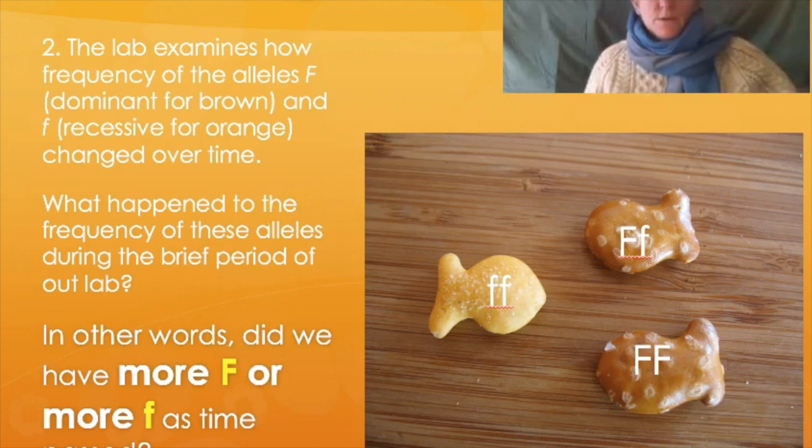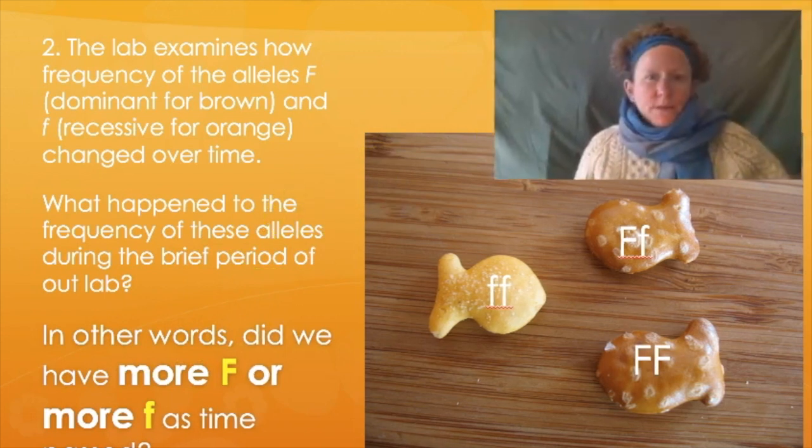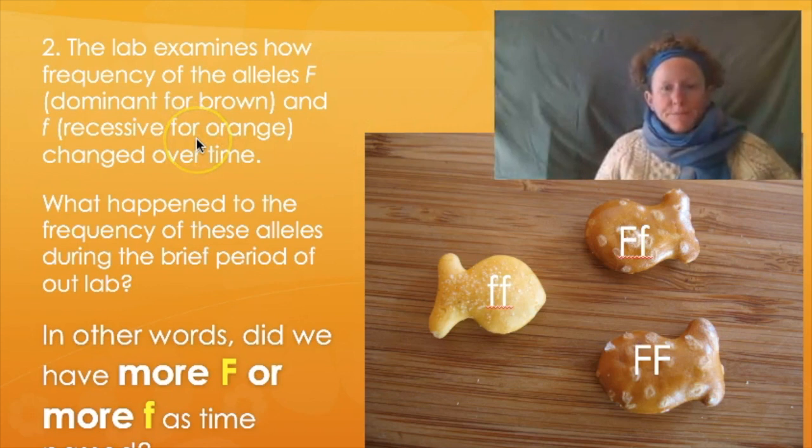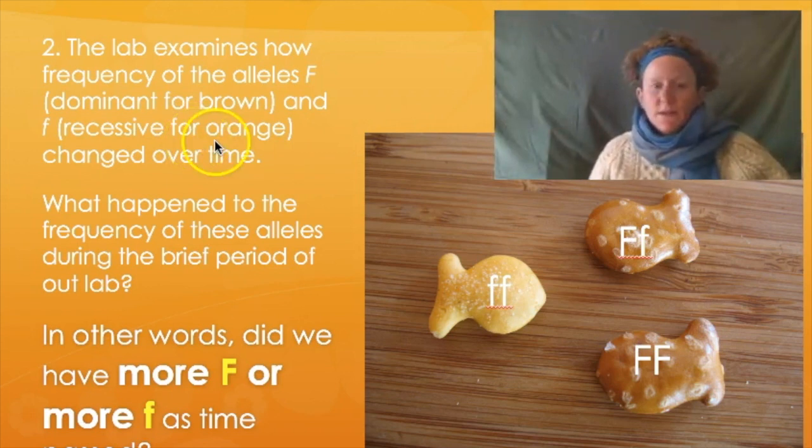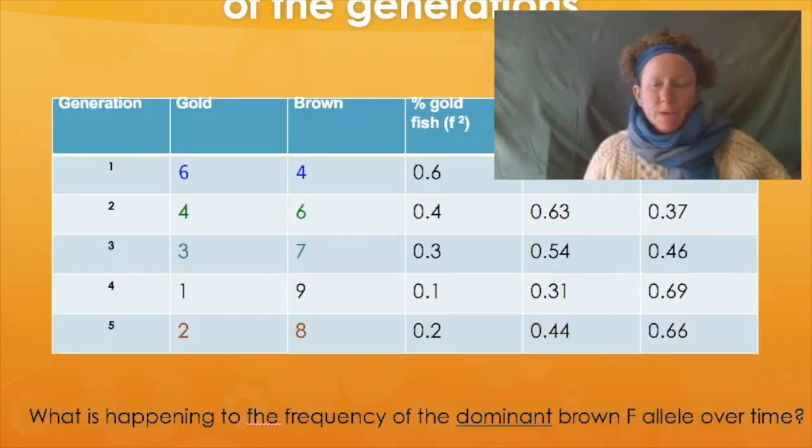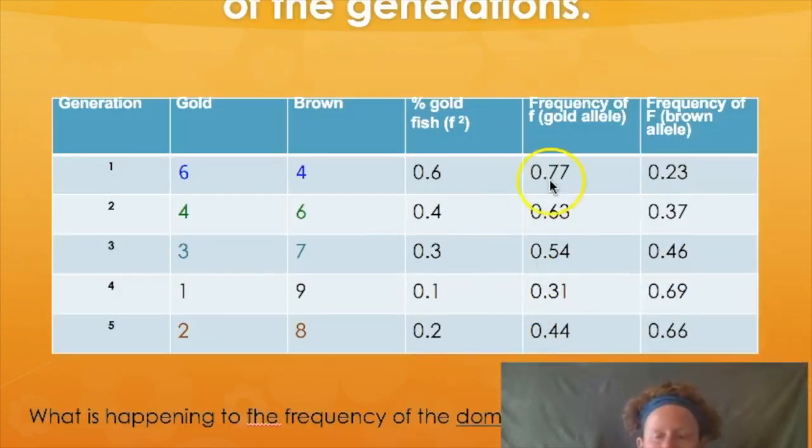So here's question 3. We need to think about the frequency of the alleles. Remember, in the table here, we looked at the frequency of each allele, or the percentage of each allele in the population. For example, at the beginning, it was 77% gold alleles and 23% brown alleles. At the end, it was 44% gold alleles and 66% brown alleles.